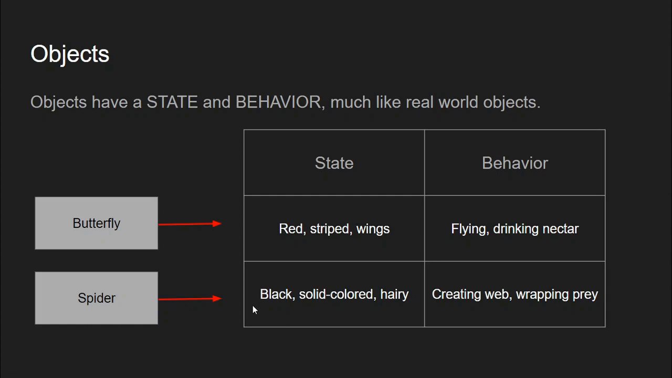Spiders as well. Let's talk about a specific spider. Let's say it's black, solid colored, and hairy, like a tarantula. And it has certain behaviors, like it creates a web and it wraps its prey once it catches it. So objects are very similar to what you would think they are in real life, like regular objects. Like a lamp, you can turn it on to give you light, but it's for the most part stationary.